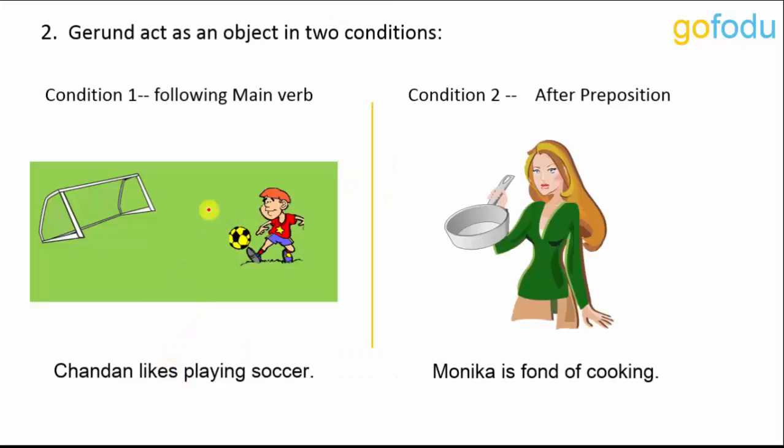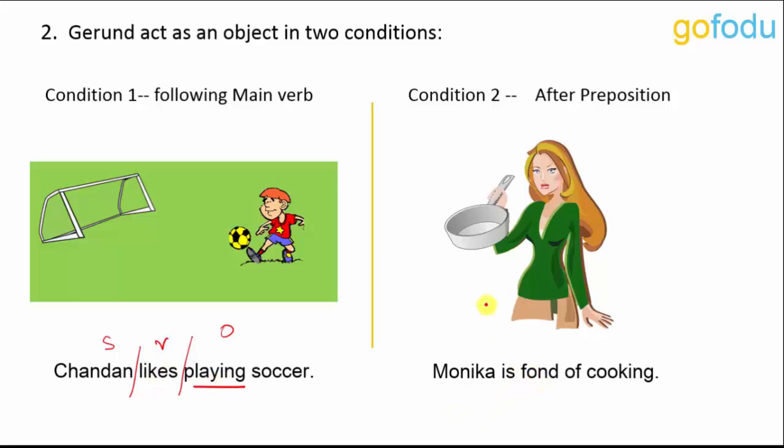They can also be placed in the object of the sentence, like after the verb. How? First, they can immediately follow the main verb, like Chandan likes playing soccer. What does he like? Playing soccer. This would be verb, this is object, this is subject. So playing is a gerund, it immediately follows verb.